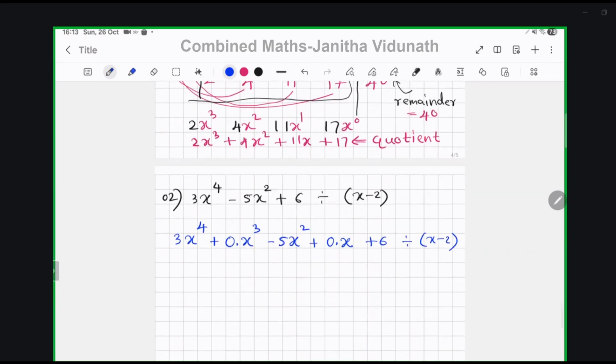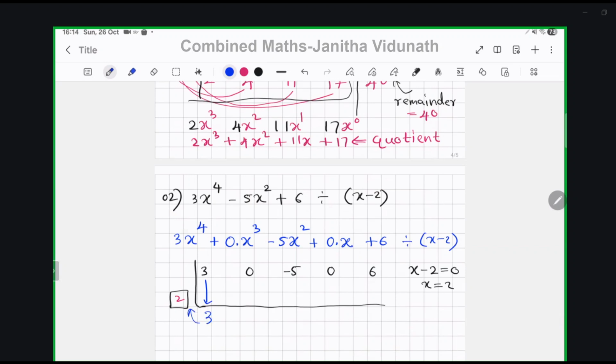Now we have already identified all the coefficients. Now we can start our synthetic division. We put 3, 0, minus 5, 0, 6. Then we keep a symbol and find the number inside the box. We can find the number by setting the divisor to 0, that means x equal to 2. Then we bring down the first coefficient 3.